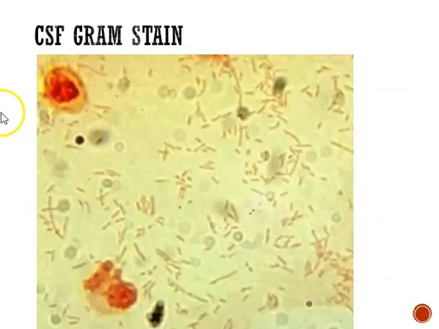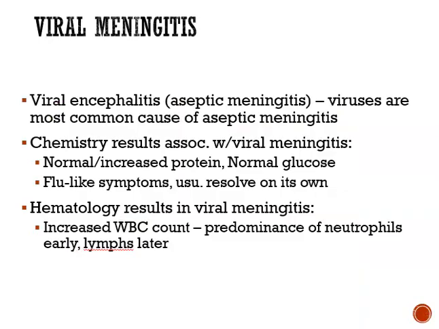Okay, and here is a gram stain that was done from a CSF sample. So you can see this is a white cell. This is a white cell. All of these little small things in the background here are bacteria. They're gram-negative rods. So that's just an example of what a gram stain from a spinal fluid might look like.